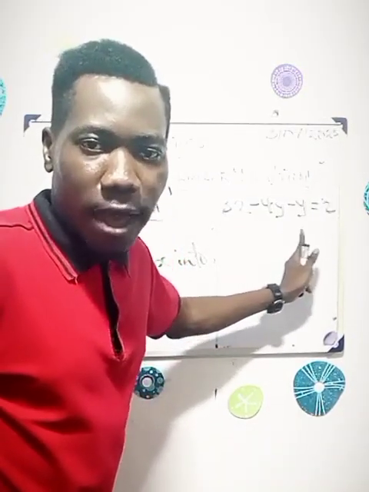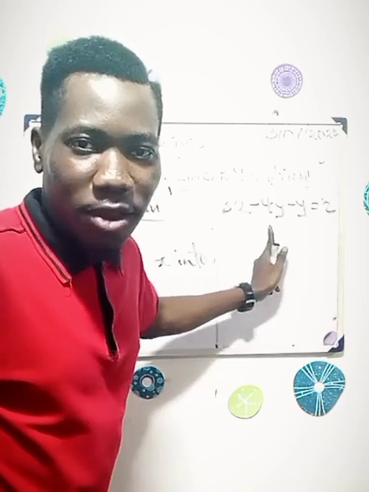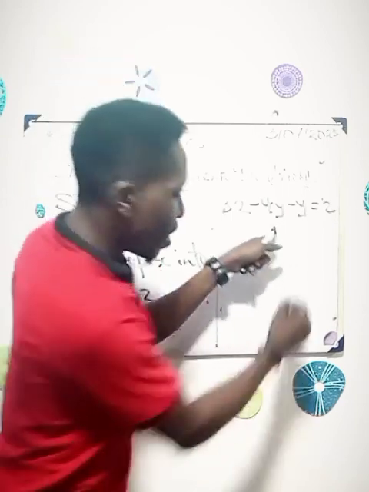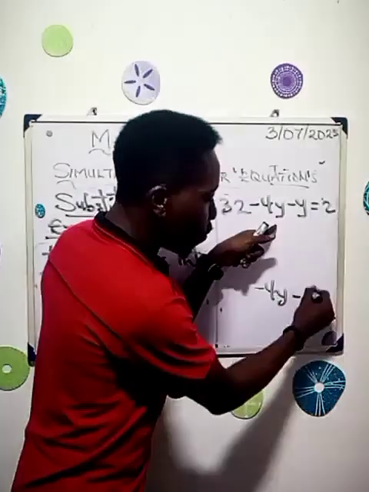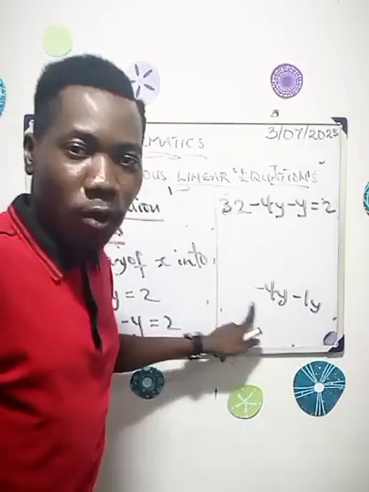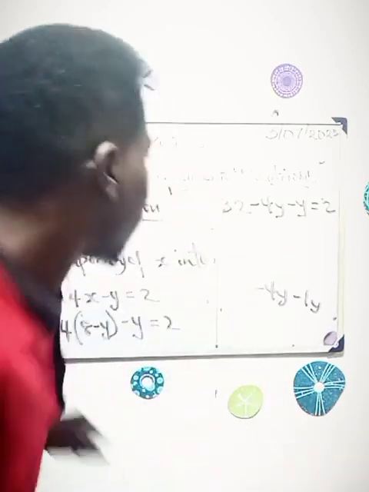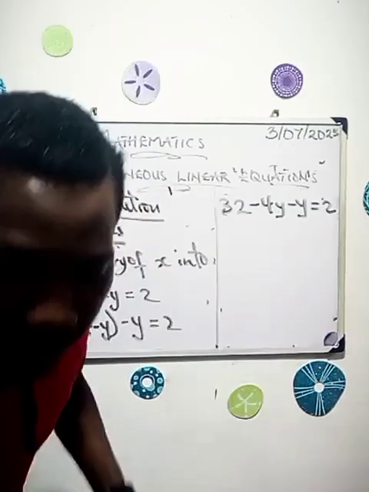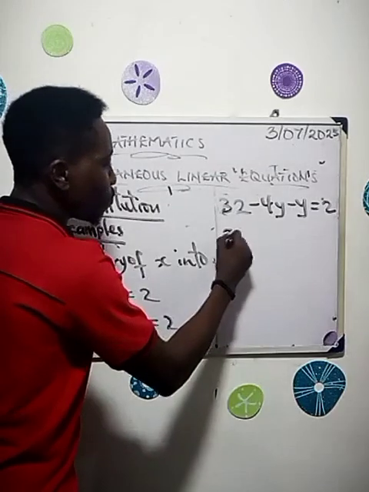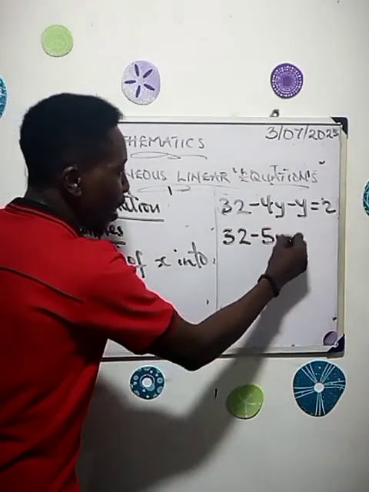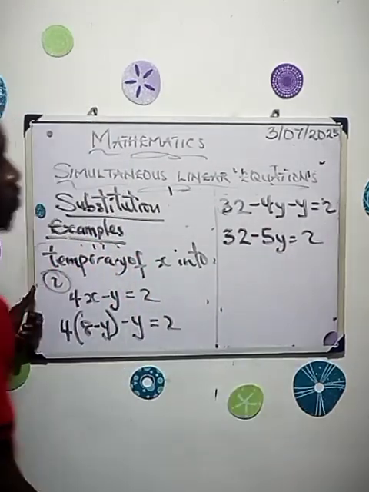So what is minus 4y minus y? Minus 4y minus y, that's like minus 4y minus 1y. So I am owing 4 in this case. I'm also owing 1. So I'm owing 5, right? So minus 5y. So we have 32 minus 5y equals 2.